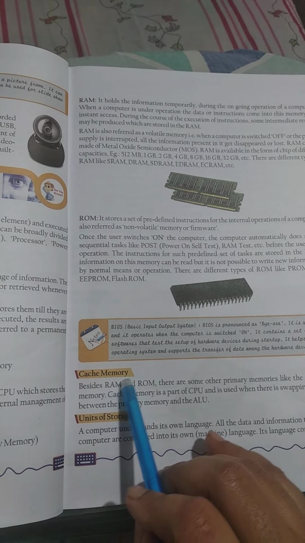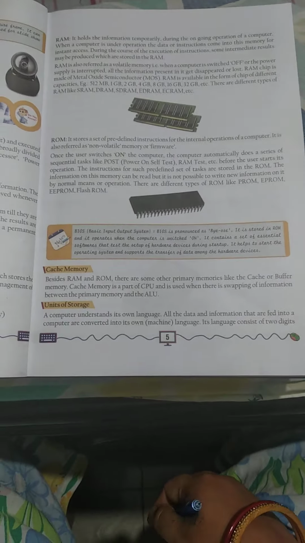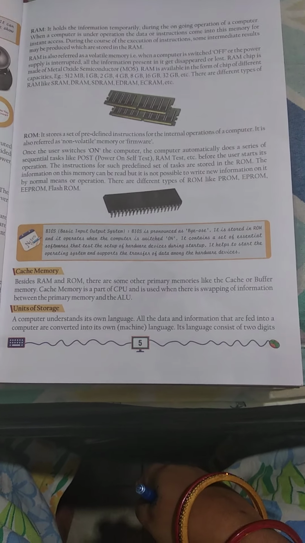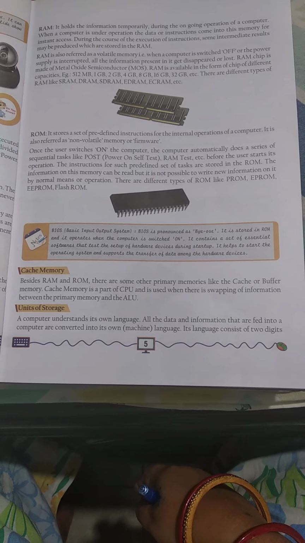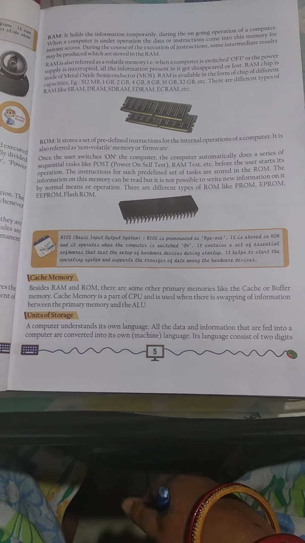Now, another type of memory we'll study is the cache memory. Now, beside RAM and ROM, there are some other primary memories like cache or buffer. Now, cache is very fast memory and it is just a part of central processing unit. It is used when there is swapping of information between the primary memory and the arithmetical and logical units.